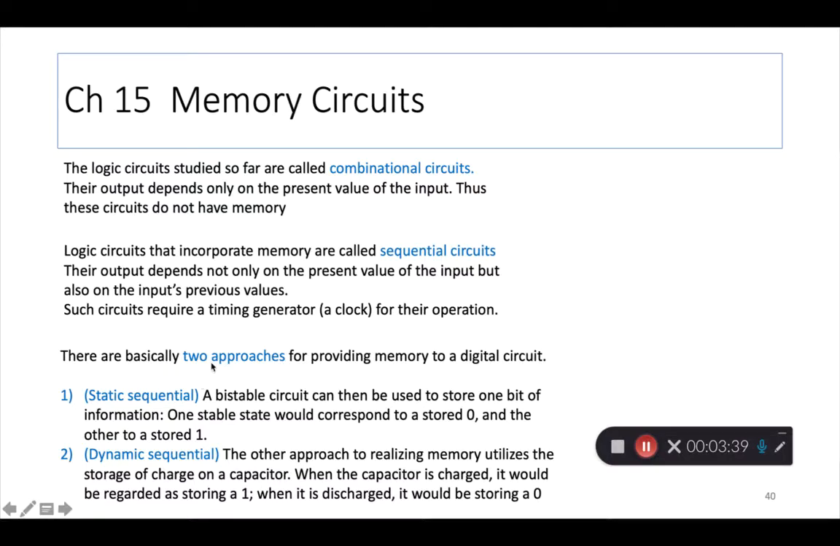There are basically two approaches for providing memory to a digital circuit. Now I know that by this time you have probably studied enough digital logic, microprocessor design, and even computer architecture that you understand memory, different types of memory, and how the processor in a computer interacts with the memory and other I/O devices.